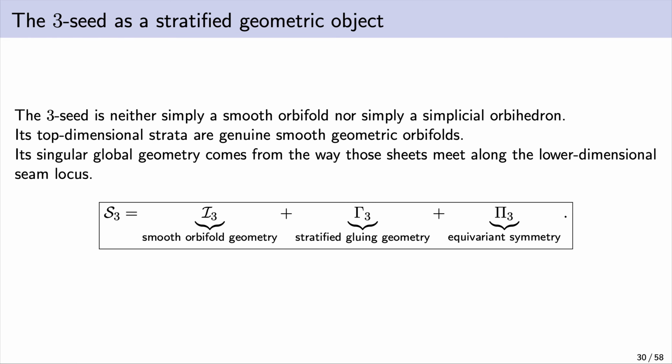The three seed as a stratified geometric object. So the three seed is not a smooth orbifold, and I alluded to this before, but it's not a simplicial orbihedron. Its individual sheets were originally constructed as four disjoint orbifolds that are genuinely smooth geometric orbifolds, but when you compile them and glue them, it ceases to have such a nice structure as an orbifold anymore.